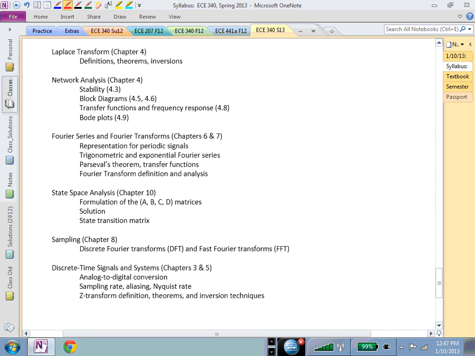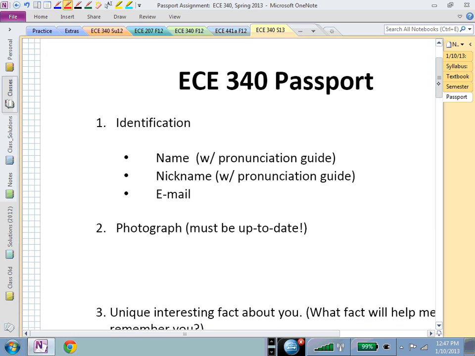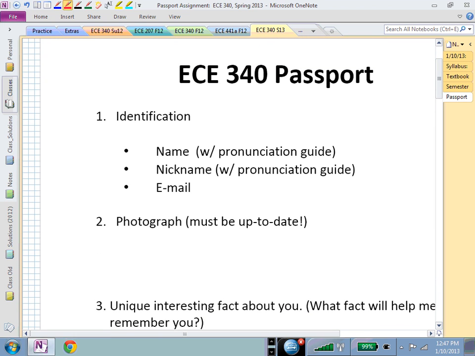That's the overview. And before I go into, well, I'm sorry, that's the logistics. Before I get into the overview, let's talk a little bit about your first assignment.